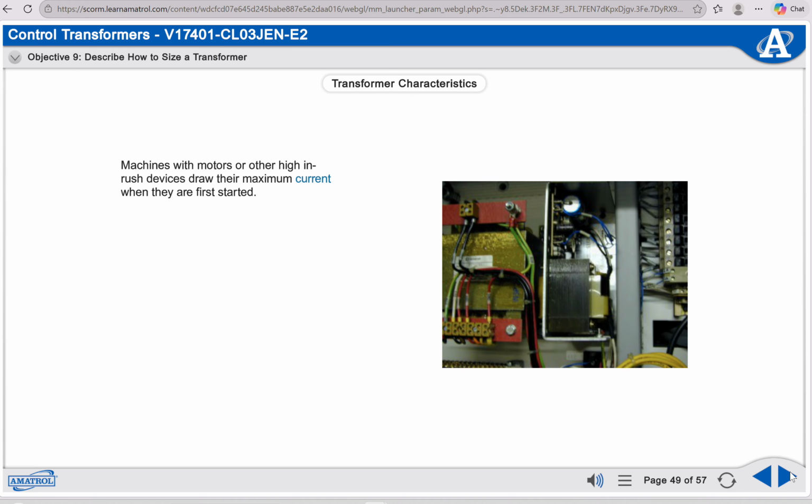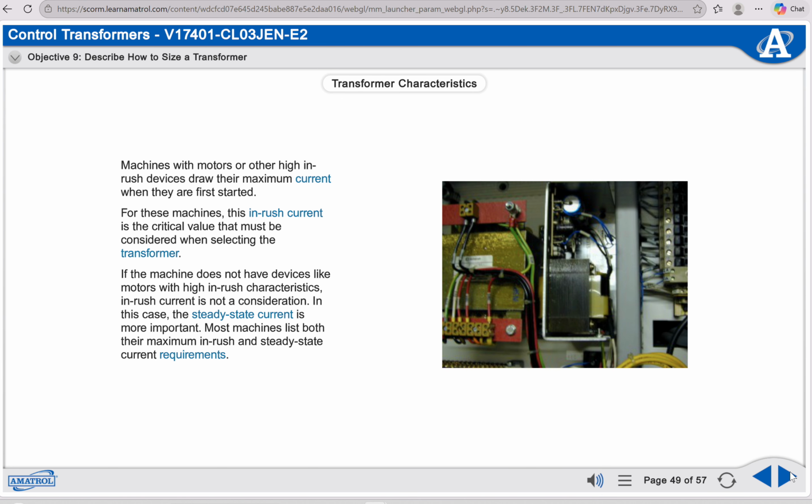Machines with motors or other high inrush devices draw their maximum current when they are first started. For these machines, this inrush current is the critical value that must be considered when selecting the transformer. If the machine does not have devices like motors with high inrush characteristics, inrush current is not a consideration. In this case, the steady-state current is more important. Most machines list both their maximum inrush and steady-state current requirements.